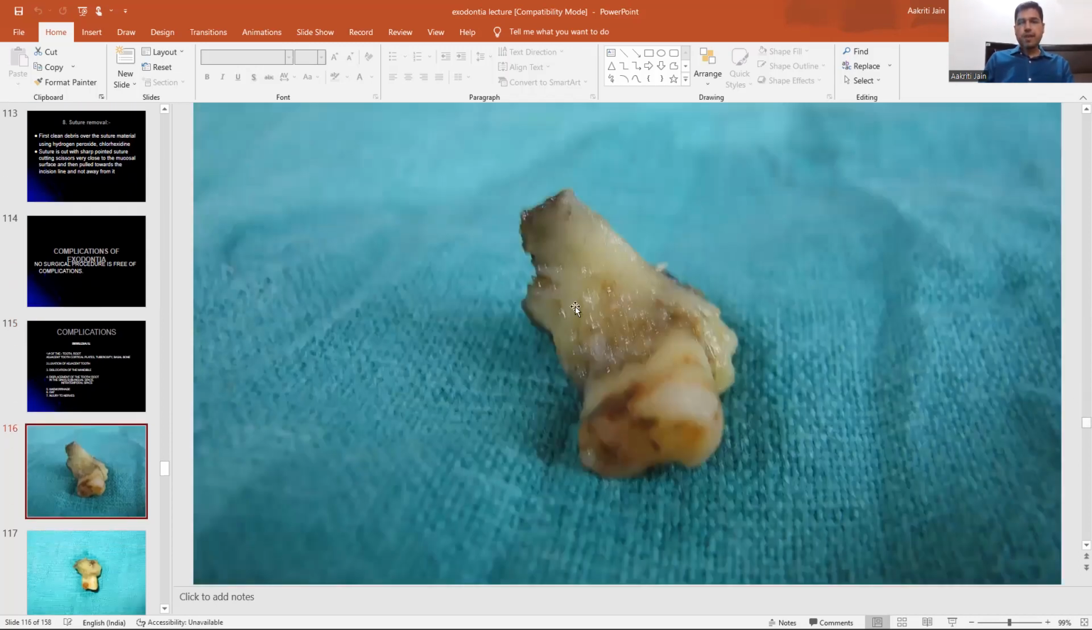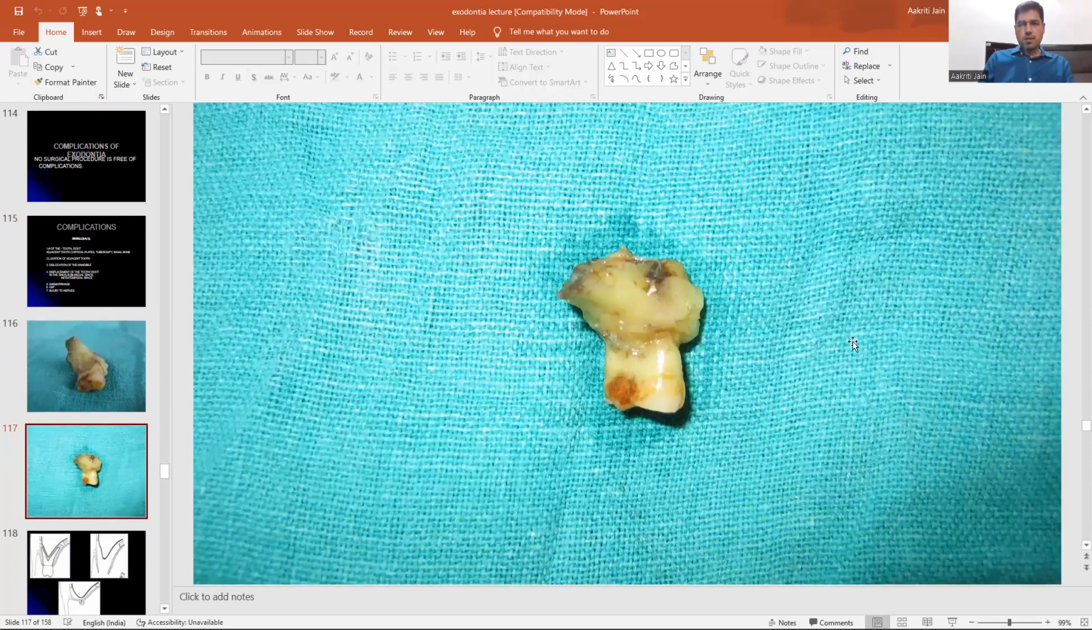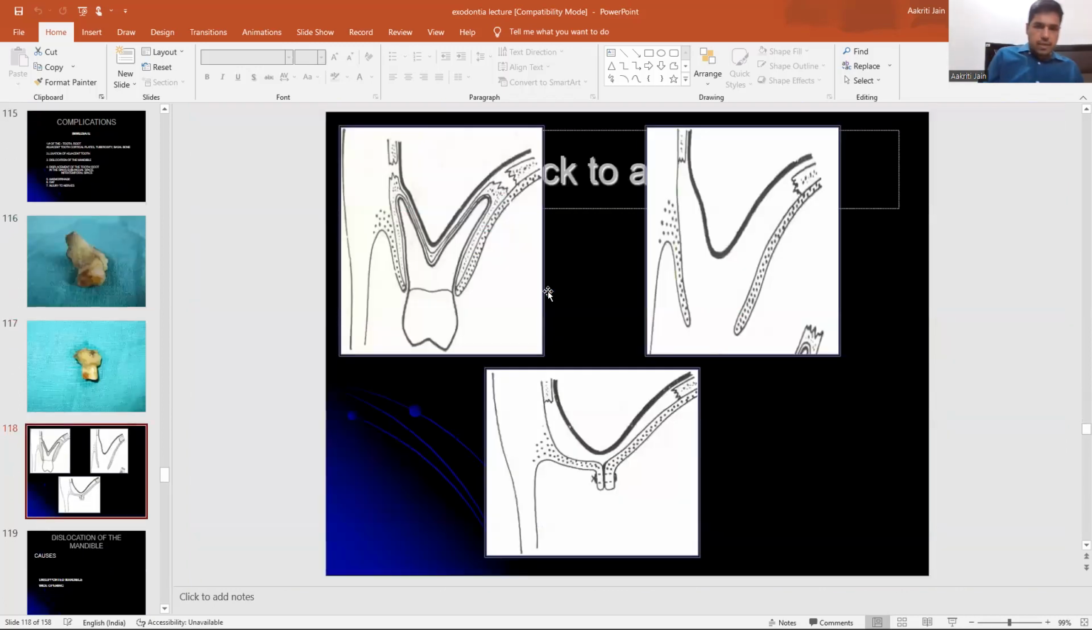As you can see, this is the fractured tuberosity with a tooth. This is the intact tooth with the complete tuberosity fractured. You can understand with the help of the diagram: at the time of extraction, this is the buccal and the palatal area, which is completely removed along with the bone. We try to achieve closure by pulling the flap back and putting the sutures again.